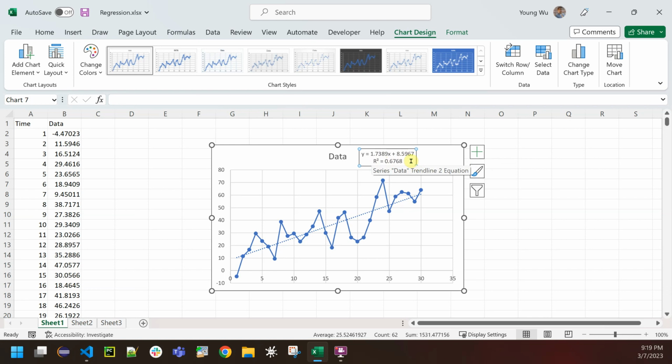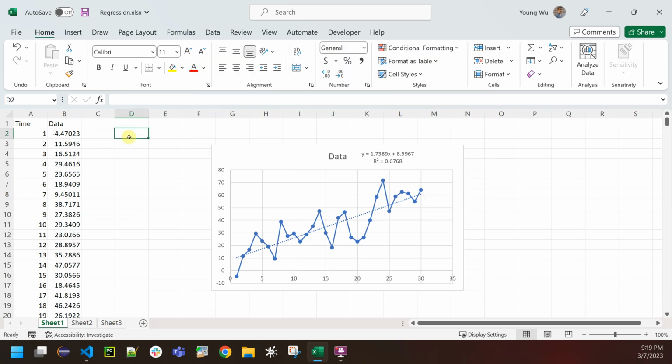And R square is the percentage of total variation that is explained by the trend. So here what it means is around 67–68% of the variation in the data is explained by the trend, by this linear trend here.